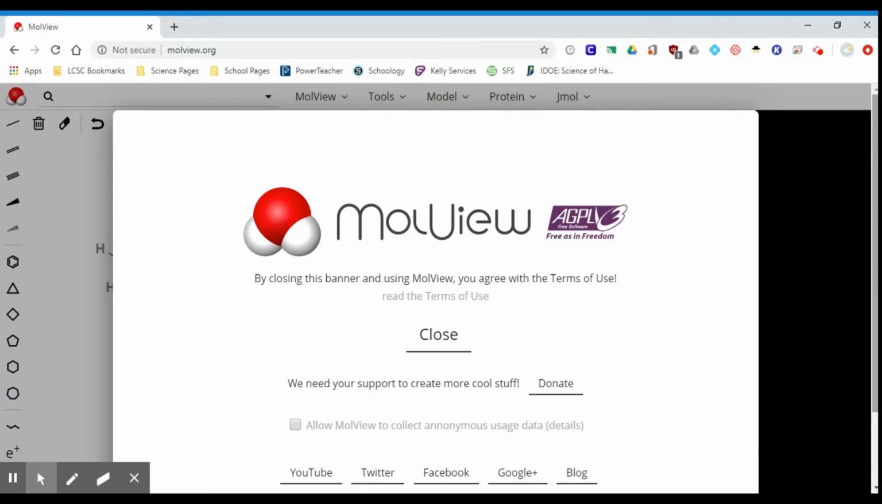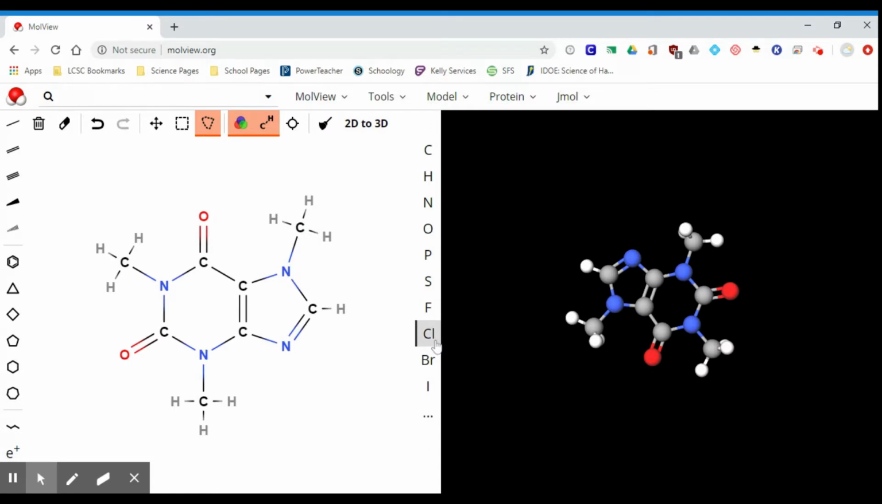So the website we are going to use is molview.org. MOLVIEW and then .org. You'll first see this page here. You can just hit close. And then you can look up basically any chemical that you want.